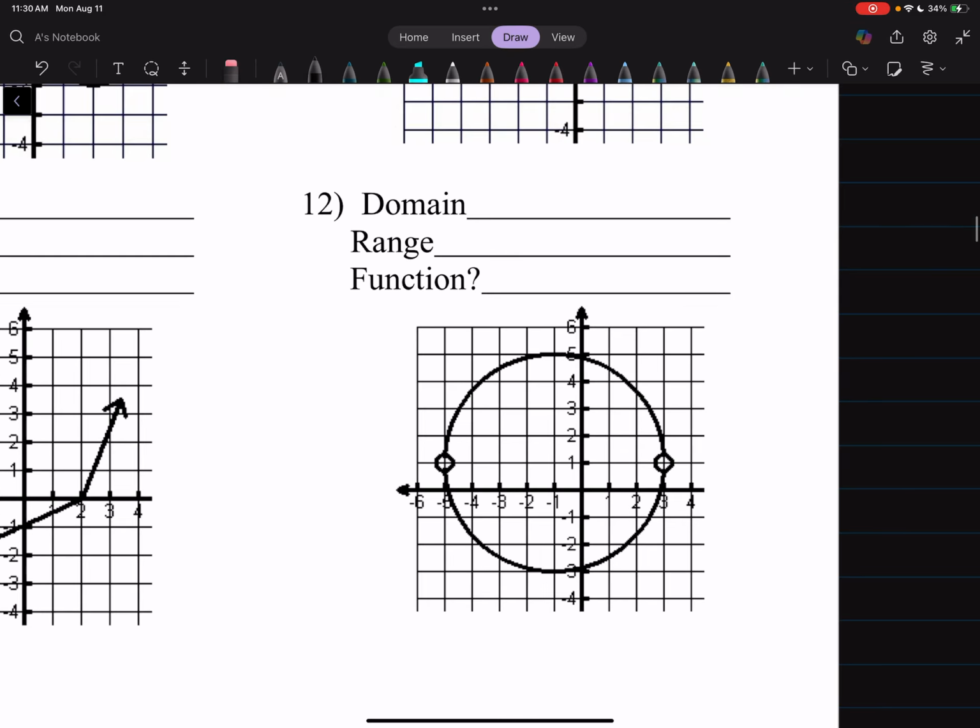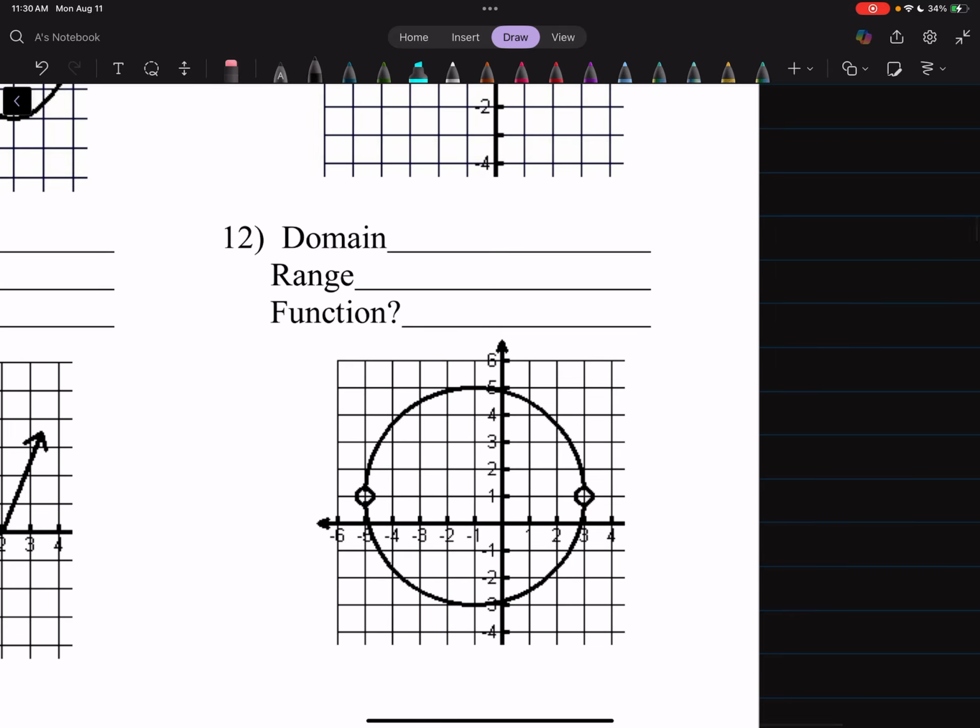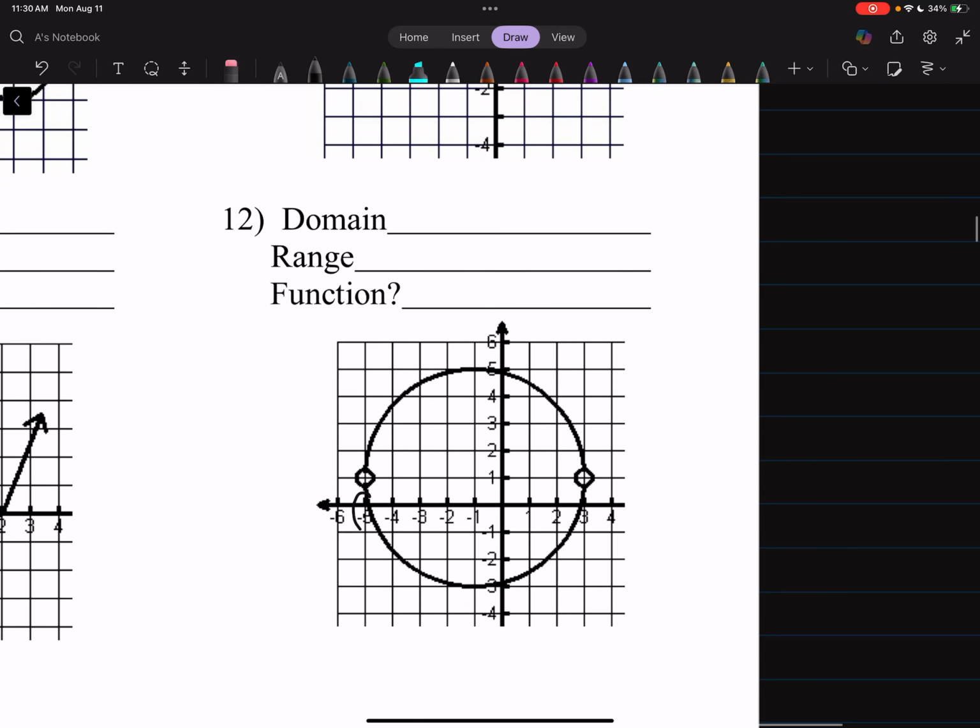All right, number 12. My domain. The lowest x value I have is -5. I have one arc to +3. There's open circles on both sides. Therefore, I need parentheses and not a square bracket.